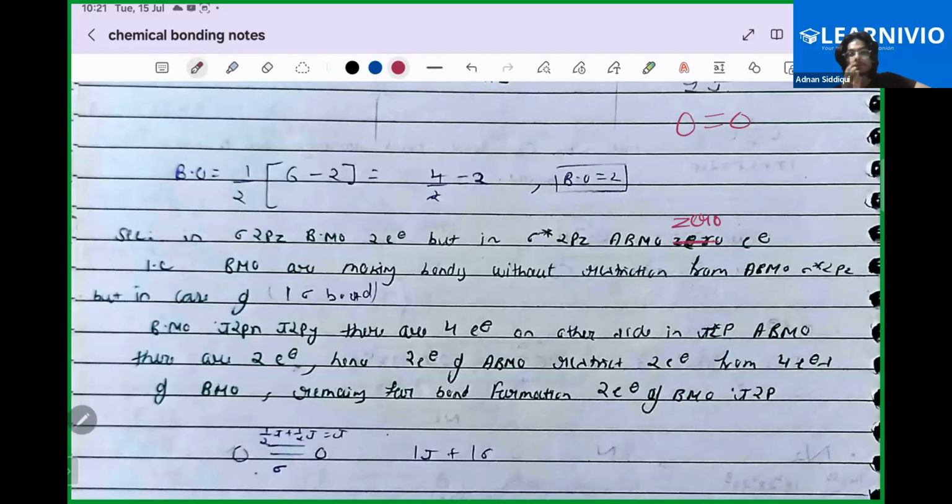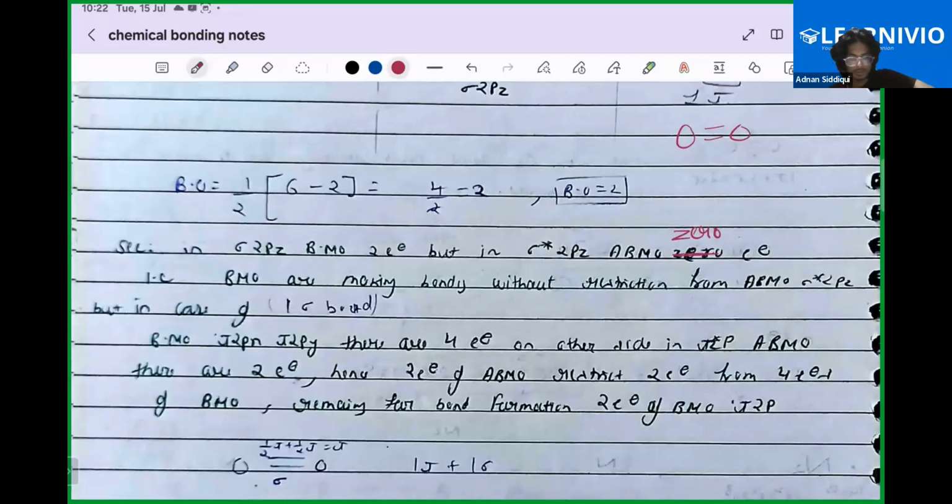Zero electrons. That is, the bonding molecular orbital is making bonding without restriction, since there is no restriction from the ABMO. Okay, sigma star 2pz.